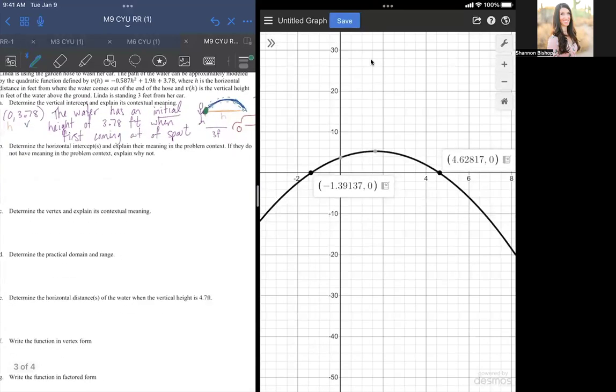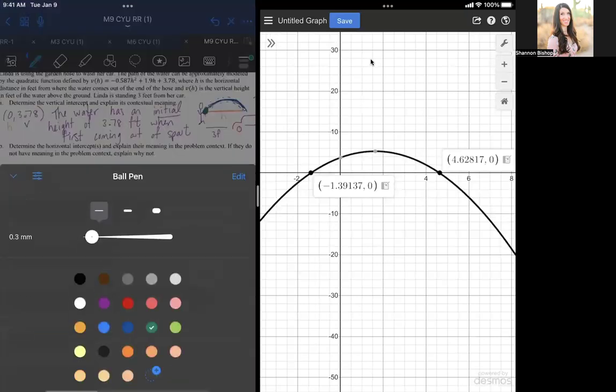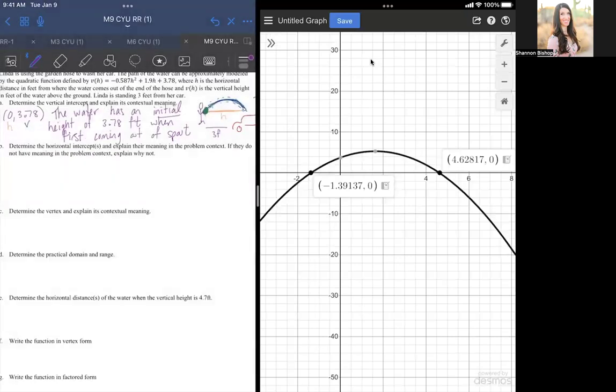Okay, so as far as just mentioning them, what are they? They are, whoa, yep, purple. There we go. They are negative 1.39, 0, and also 4.6, we'll go 6.3. 6.3. All right. So what do these mean?